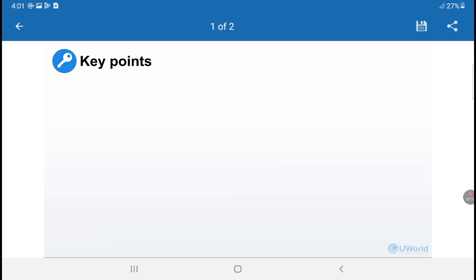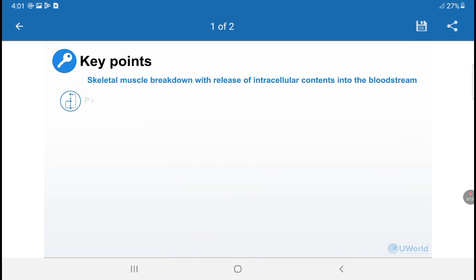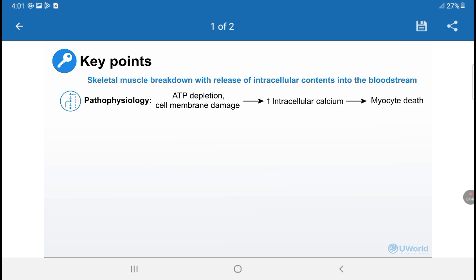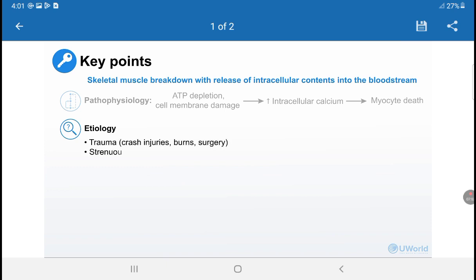To sum up, here are the key points to remember. Rhabdomyolysis is characterized by skeletal muscle breakdown with release of intracellular contents into the bloodstream. Most cases are triggered by a precipitating factor that causes depletion of ATP and/or cell membrane damage. A subsequent rise in intracellular calcium levels leads to activation of phospholipases and proteases that result in myocyte death. The most common causes of rhabdomyolysis include trauma, strenuous physical activity, overexertion in hot climates, and drugs or toxins.